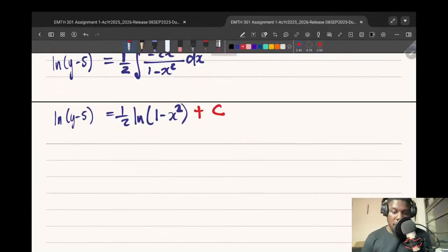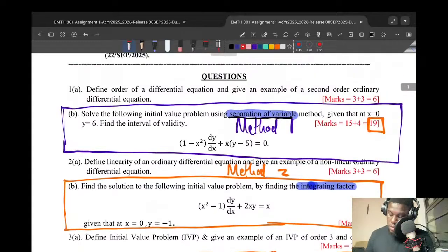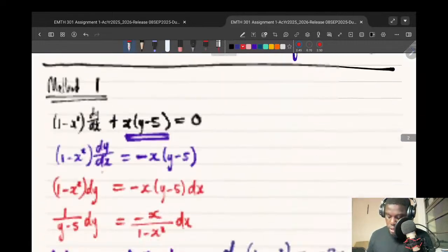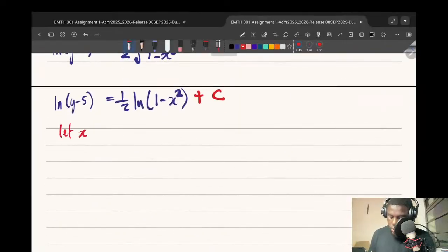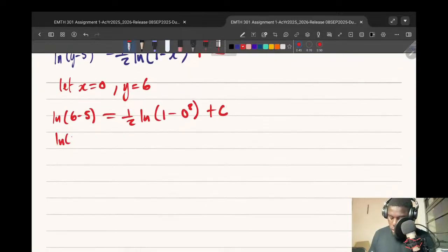Once you have it like this, you have to find the constant. You're done, but you have to find that constant of integration c. And the only way to find it is you go to your conditions. They said at x equals 0, y is equal to 6. So you can just come here and say, let x equal to 0, y equal to 6. So you now have ln of 6 minus 5 is equal to half ln of 1 minus 0 squared plus c. So ln of 6 minus 5 just becomes ln of 1, is equal to half, then this becomes ln of 1 again, then plus your constant of integration c.